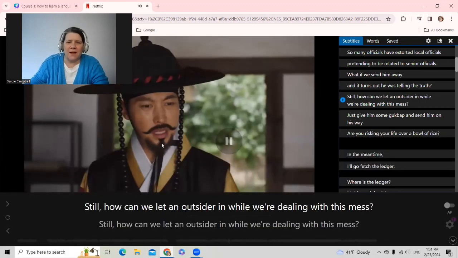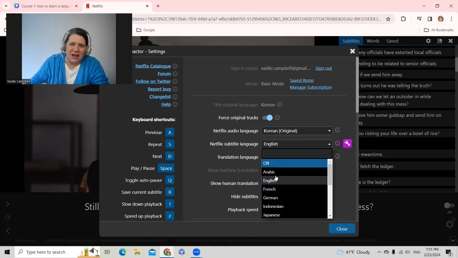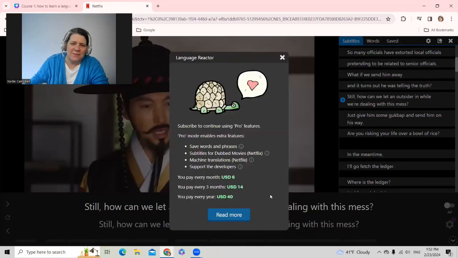So if I go here, this is called Language Reactor. The thing that's going on my screen right now is Language Reactor. It's a Google Chrome extension, and it changes your YouTube and your Netflix videos. What it does is, the original language of this is Korean, and the Netflix subtitle language I can change to be any. If I'm learning Korean, I would make the subtitle language Korean.